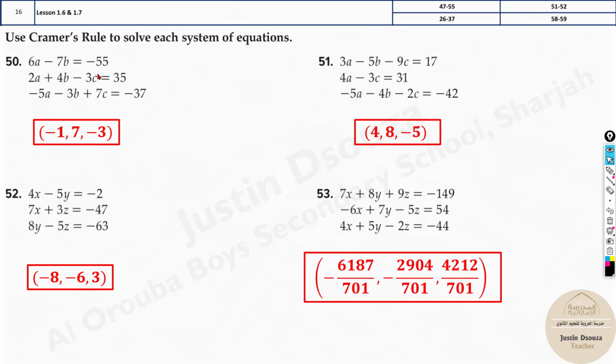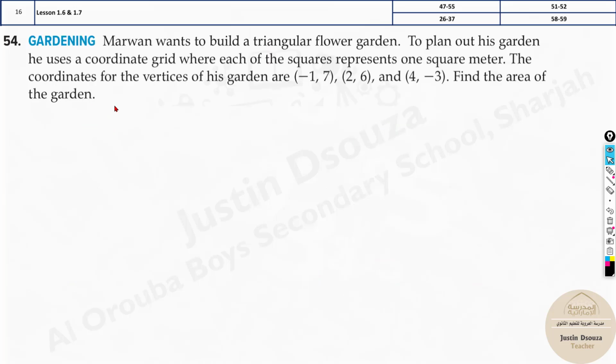You can also use your calculator, mode 5 2, and solve them. But since they have clearly mentioned it's Cramer's rule, you need to make sure you use the Cramer's rule. Coefficient matrix, this matrix, and then solve it up.